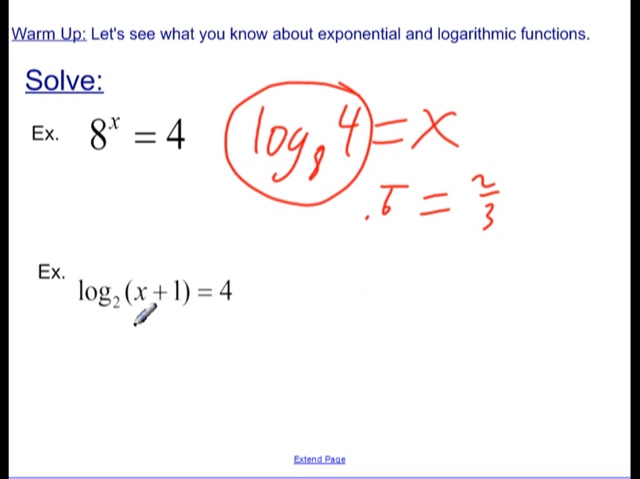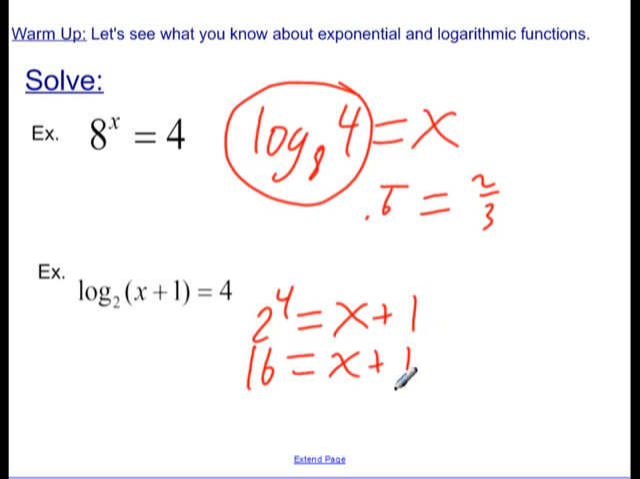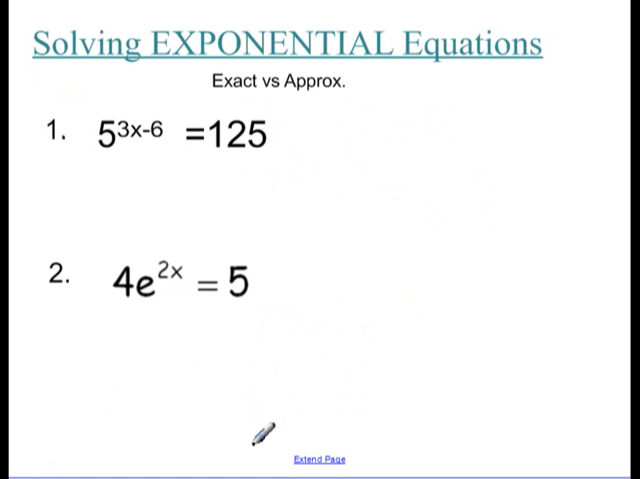Okay, the next one, this example here, this one you're going to want to rewrite in exponential form. This one's a log, so that becomes 2 to the 4th equals x plus 1. And now you have actually a very simple equation to solve. That's just 16 equals x plus 1, so x is 15. Okay, now let's move on to some more interesting problems.